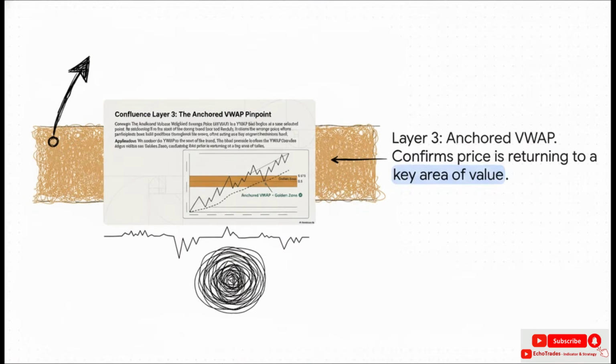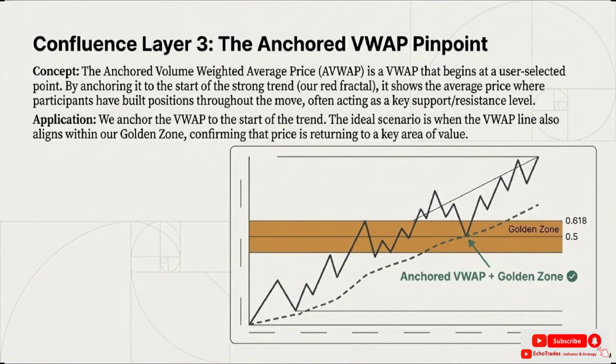And for our third and final layer, we're going to use something called the Anchored VWAP. It stands for Volume Weighted Average Price. Now, don't let the names scare you. All we're doing is telling the indicator to show us the average price that traders have paid since the start of this trend. We anchor it to that first fractal low, and if that average price line is also sitting inside our golden zone, oh man, that's just massive confirmation. It tells us we're pulling back to an area that the market has already decided is super important.